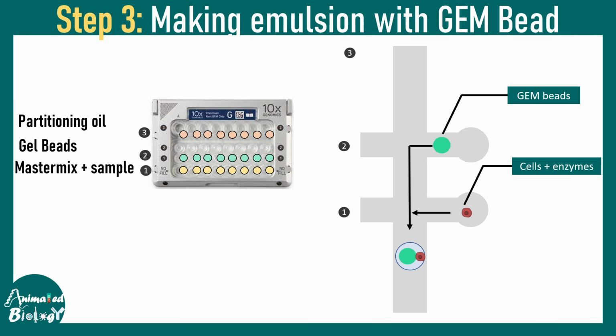It's an emulsion that is formed, right? Because basically you have oil, you have watery substances where the cell was suspended. Now it forms a phase separated entity which is known as the gem bead. It has a bead, it has cell, and it has enzymes.